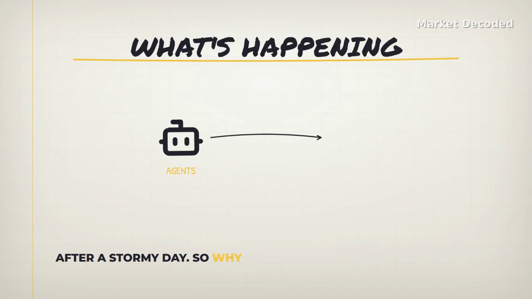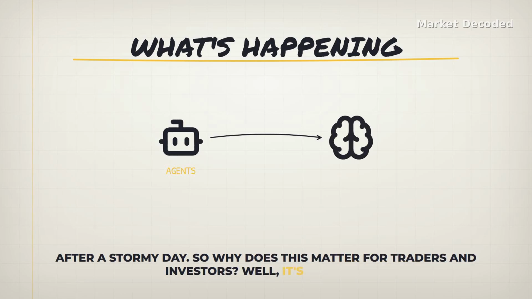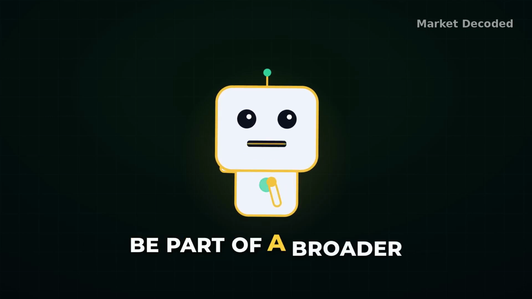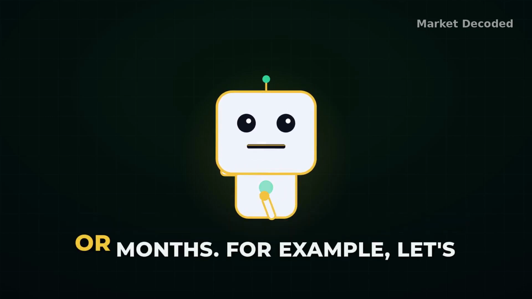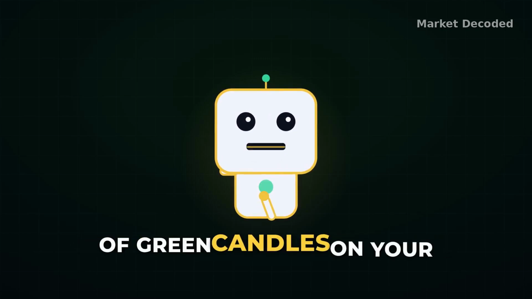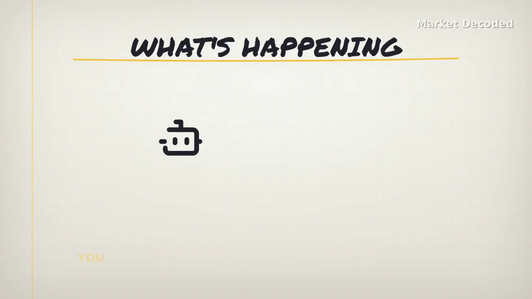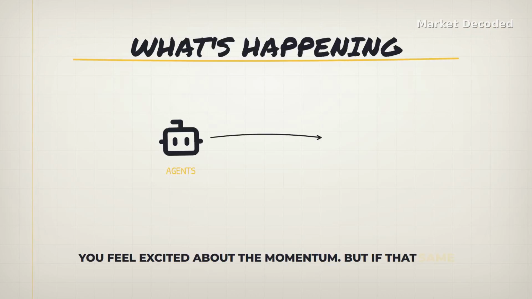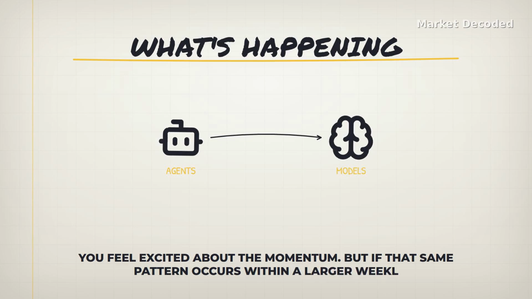So why does this matter for traders and investors? Well, it's all about context. A bullish candlestick might look promising in a short time frame, but could be part of a broader downtrend when viewed over weeks or months. For example, let's say you see a series of green candles on your 5-minute chart. That might make you feel excited about the momentum. But if that same pattern occurs within a larger weekly downtrend, it's less likely to signal an actual reversal.